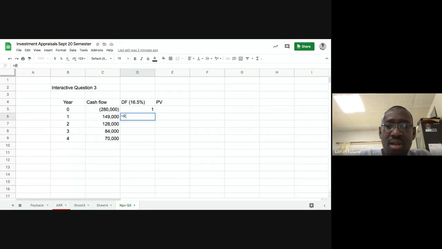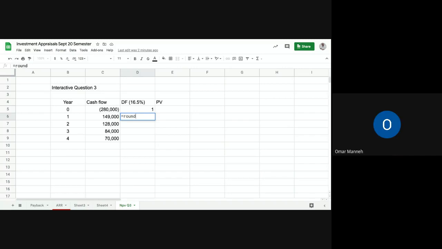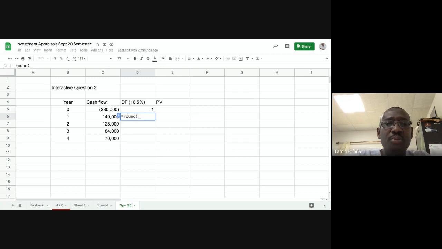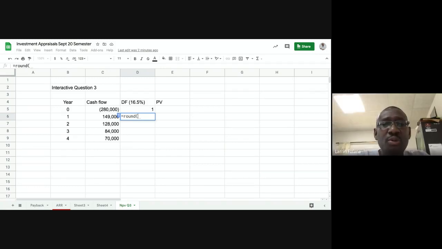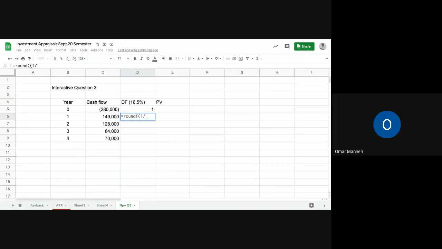So equals, just put ROUND. If you say round, you open the bracket. Open bracket, yes, exactly. Then you have to open a bracket again. 1 divided by. It's how many percent? It's 16.5. Yes, it's 1 divided by 1.165.